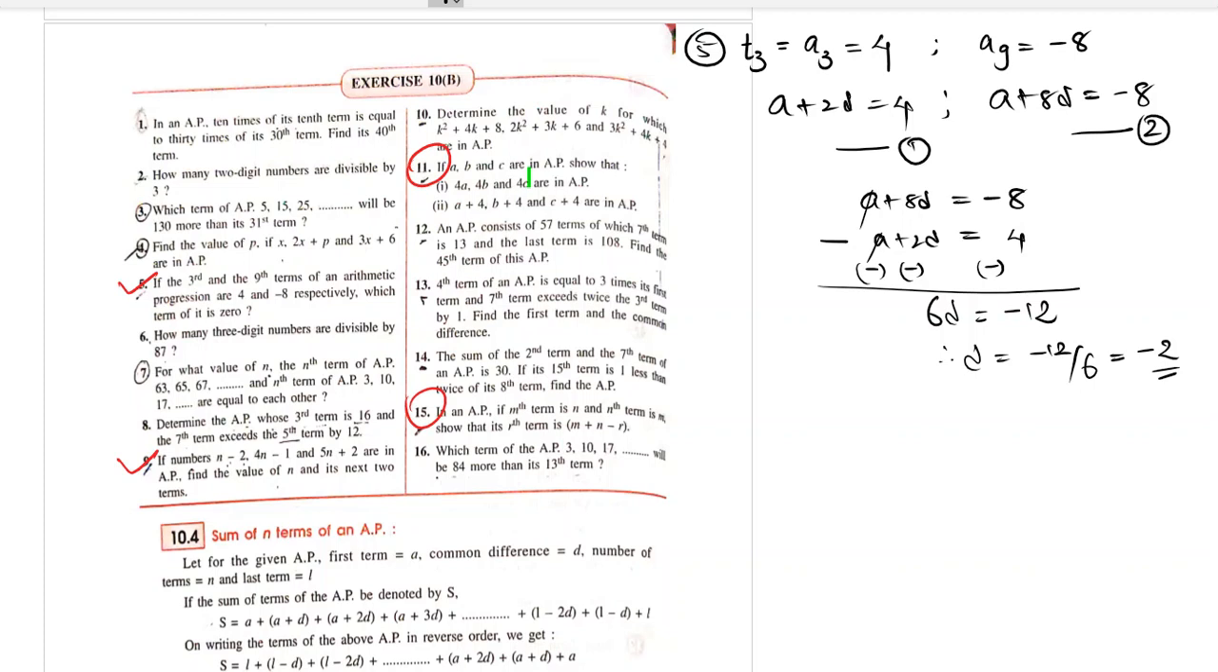Now what? Now we will find the first term. Therefore, A plus 2D is equal to 4. A plus 2 into minus 2 is equal to 4. So A minus 4 is equal to 4. So A is equal to 4 plus 4. Therefore, A is equal to 8. Now we know D, common difference, which is minus 2, and A, which is the first term, which is 8. Now we have to find that which term of it is 0.